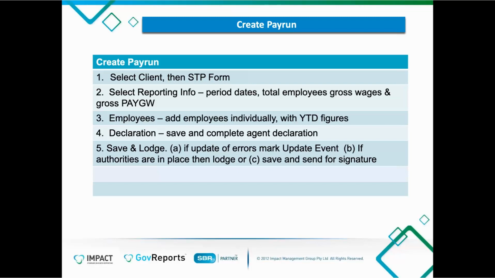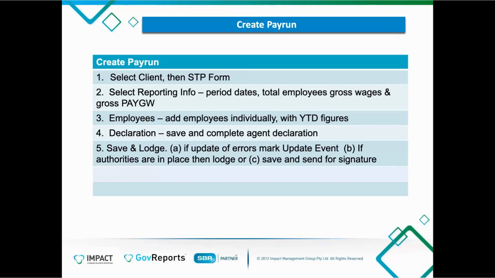So if you're paying weekly, it's what is the total gross wages for that period. And I'm assuming that most of you will be using this for just clients with just a few employees. Then you need to add each of the employees individually with their year-to-date figures. We will be looking at all of these screens. And then, of course, once we have saved that, then the declaration comes in. We save that and complete the agent declaration. Then we save and lodge. If we're updating errors, we can use the update event, and that's just basically a tick as you go to the Save and Lodge section.